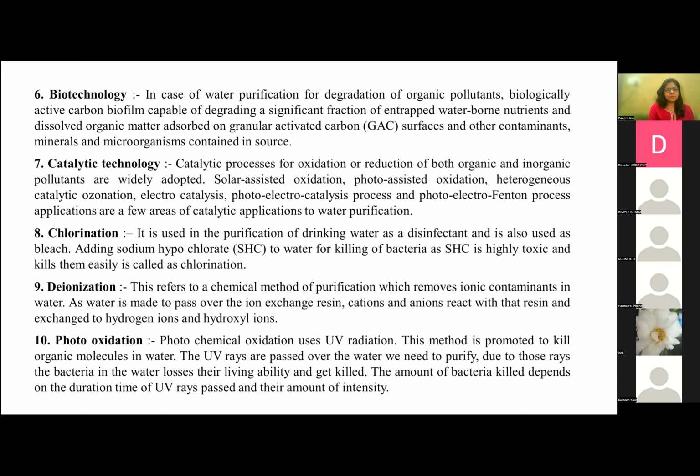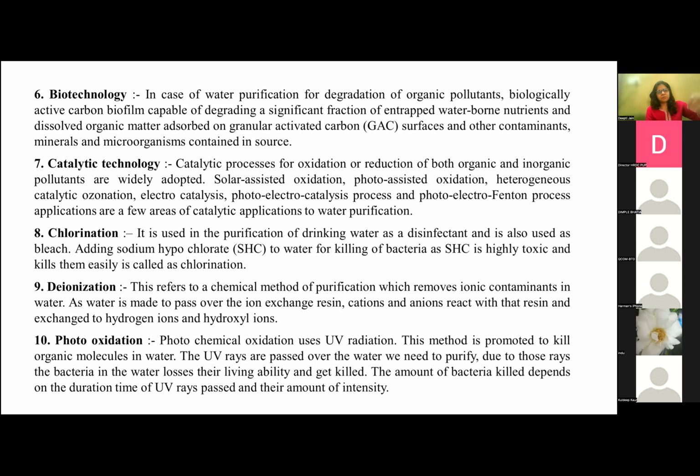Chlorination is another method. It is used in the purification of drinking water as a disinfectant and is also used as bleach. Adding sodium hypochlorite to water, which is highly toxic and kills bacteria easily, is called chlorination. But see, the effect of chlorination is that if you add an extra amount of such an agent, which has bactericidal action, then in some manner it is affecting our cells also.